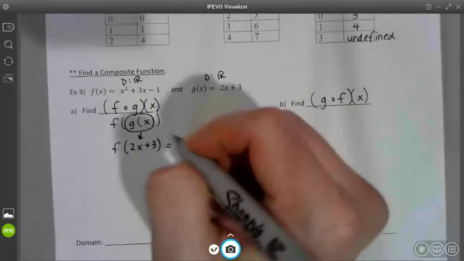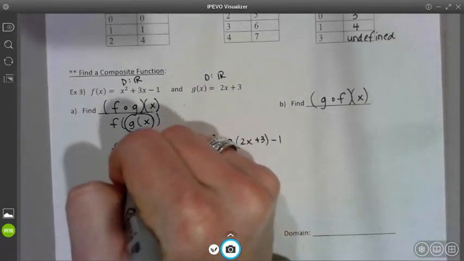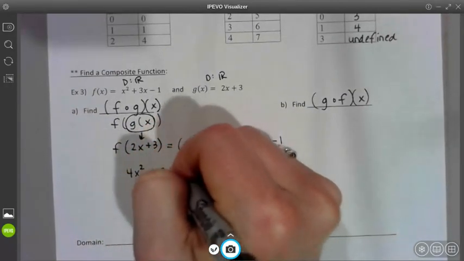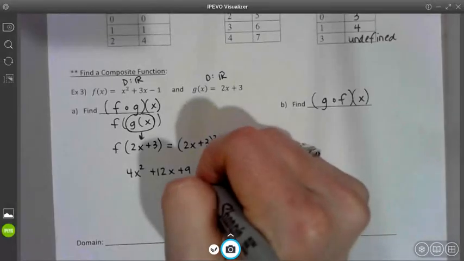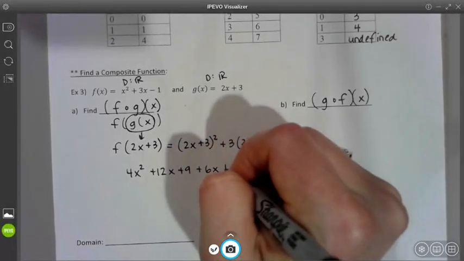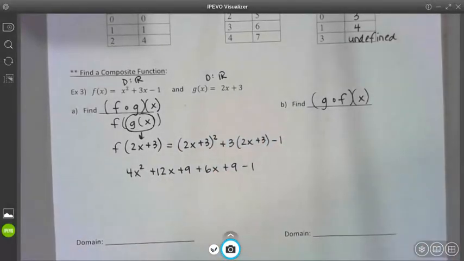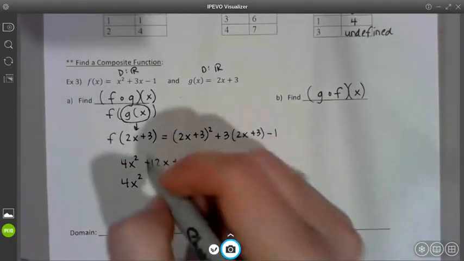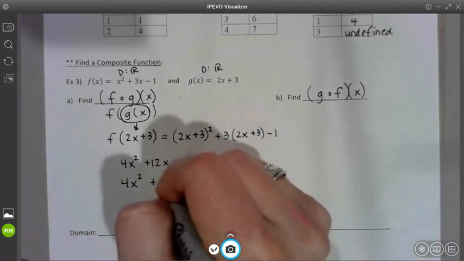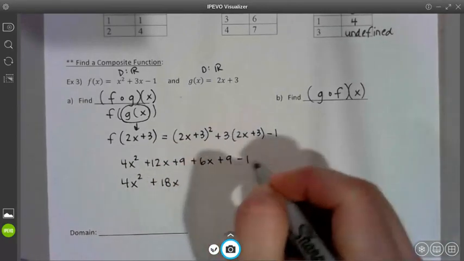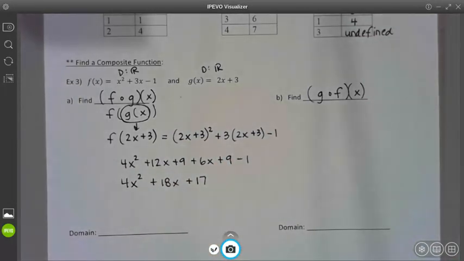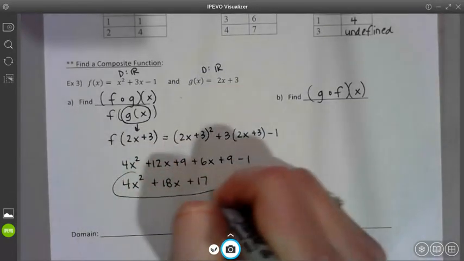So we're going to FOIL that out. That's a FOIL in disguise. I will get 4x squared plus 12x plus 9, distribute the 3, plus 6x plus 9, and then minus 1 comes down. Combine like terms, and I end up with 4x squared plus, looks like 18x, and 9 plus 9 is 18, minus 1 is 17. And that will be our resulting function, f of g of x. Okay, so that is your answer.